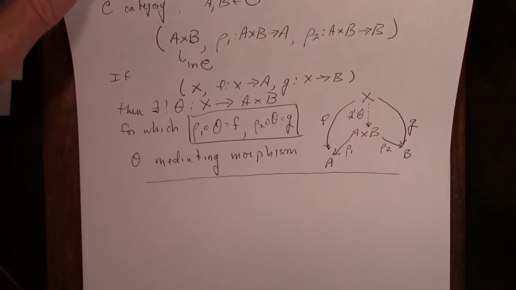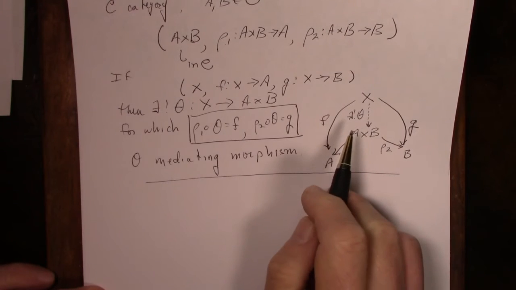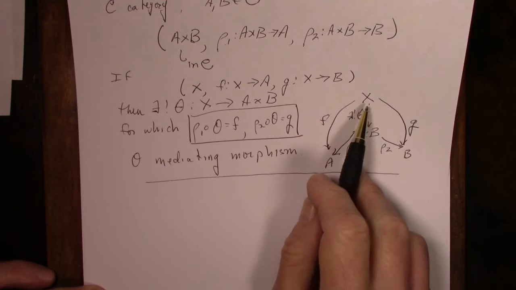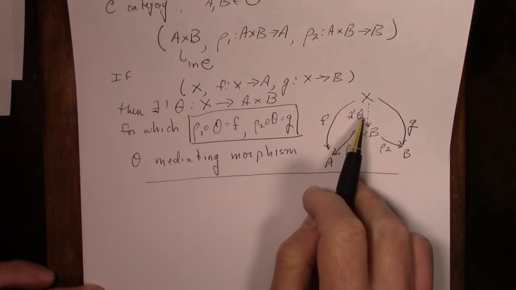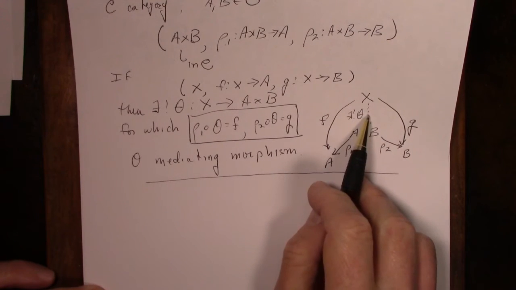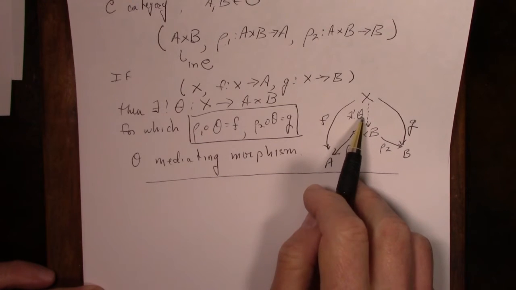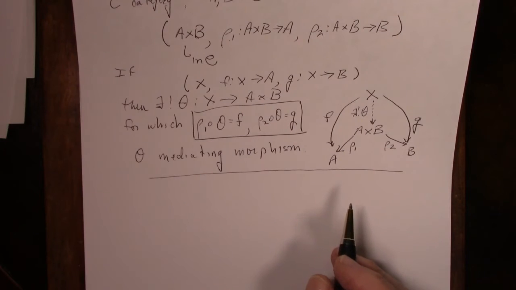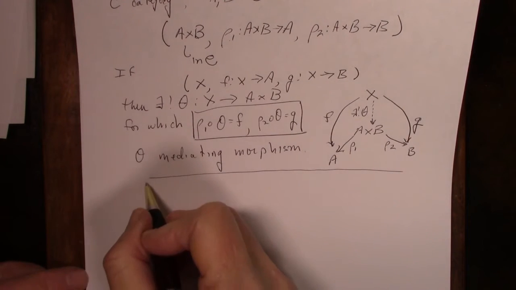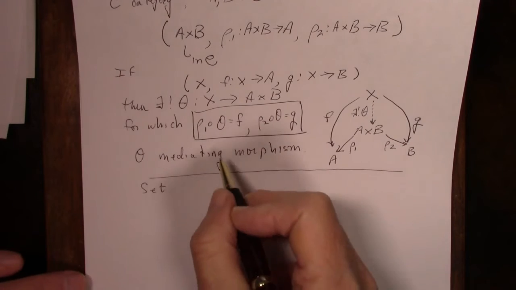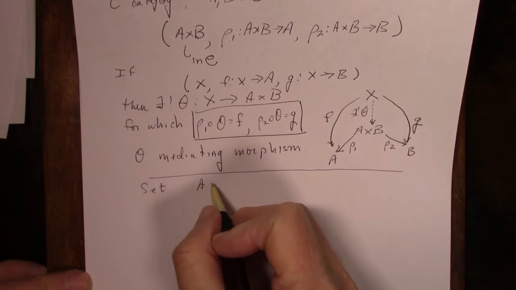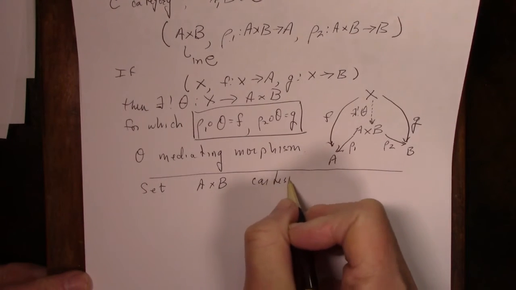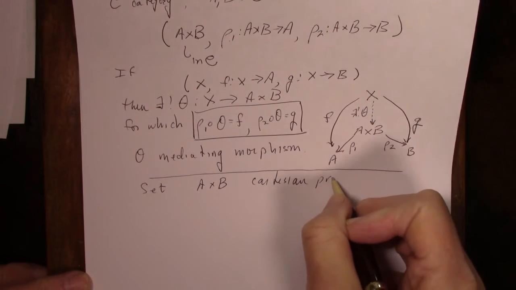The uniqueness is nice because sometimes if you want to show two maps are the same, if you can work out a diagram like this where the two maps both sit here, then you can use the uniqueness of the mediating morphism to conclude that the two maps are the same. Some quick examples. In Set, the product of two sets is just the ordinary Cartesian product. And I will invite you to verify that.